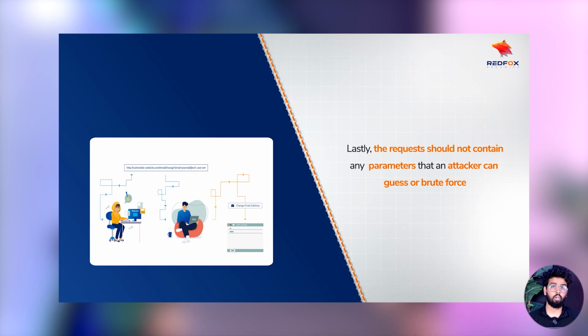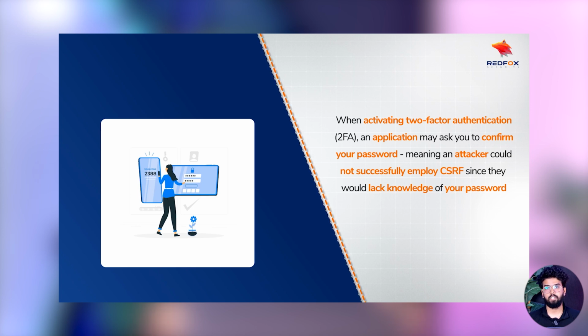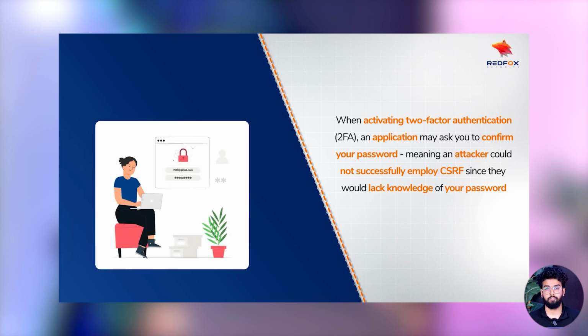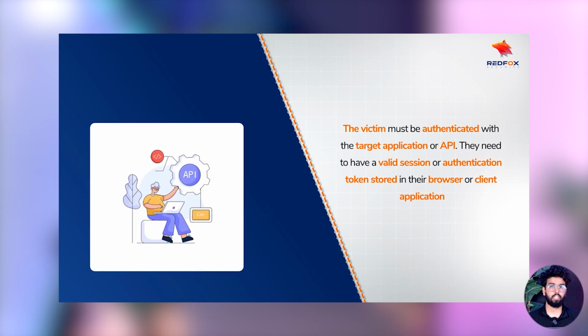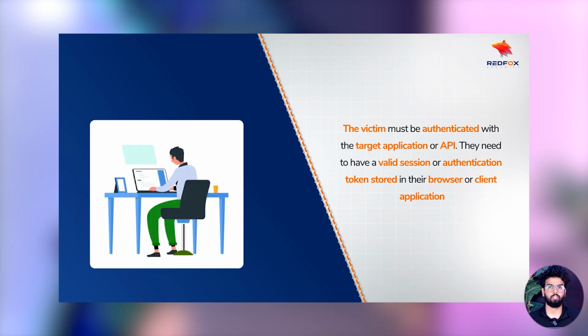Lastly, the request should not contain any parameters that an attacker can guess or brute force. When activating two-factor authentication, 2FA, an application may ask you to confirm your password, meaning an attacker could not successfully employ CSRF since they would lack knowledge of your password. The victim must be authenticated with the target application or API. They need to have a valid session or authentication token stored in their browser or client application.